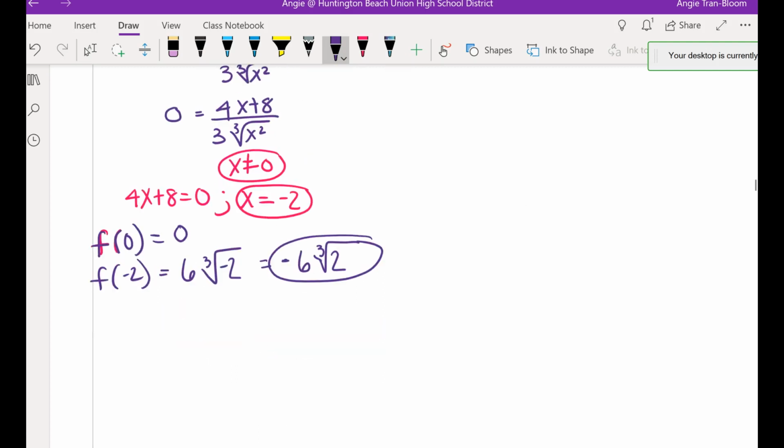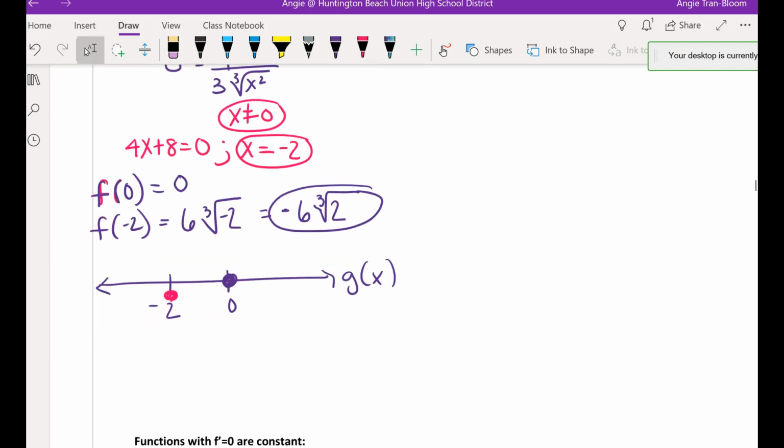Okay, let's draw a number line. Let's see where these guys are. So this is original g of x. I have 2 x locations. One's at 0, one's at -2. At 0, the output was 0, so it's right there. At -2 was a negative value, so it's below it. Somewhere below it. It's not important where.